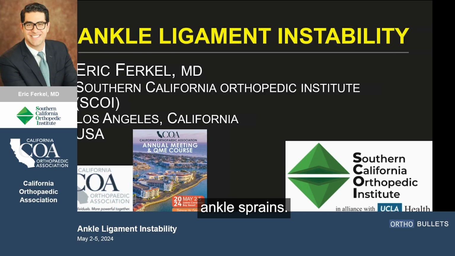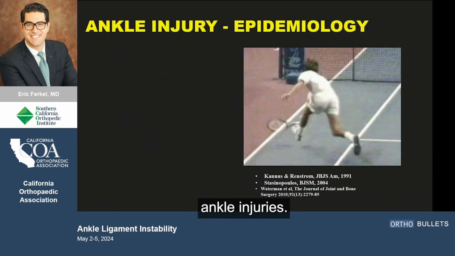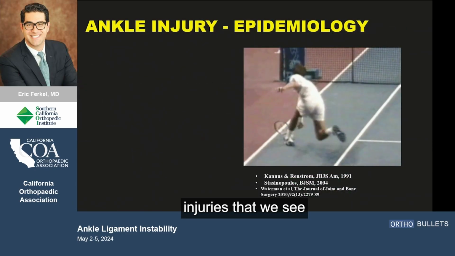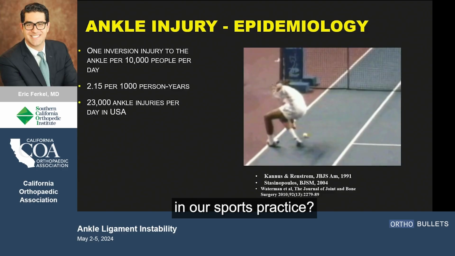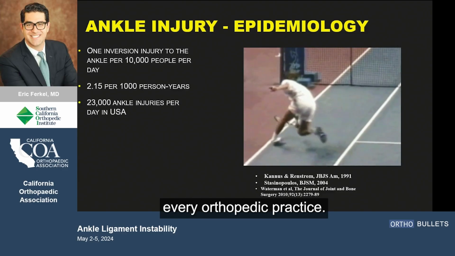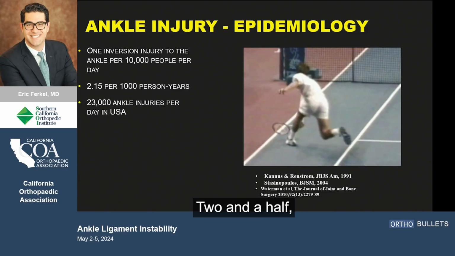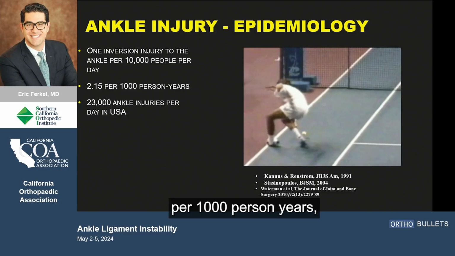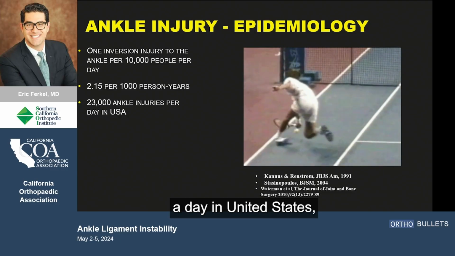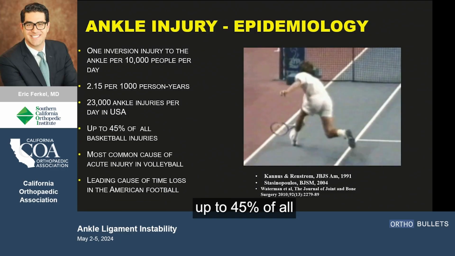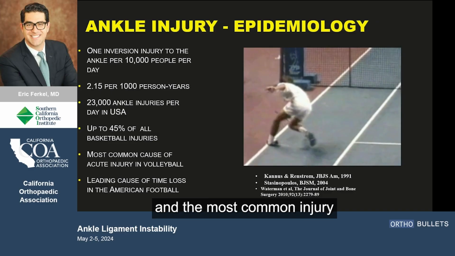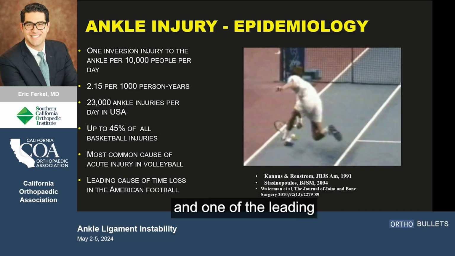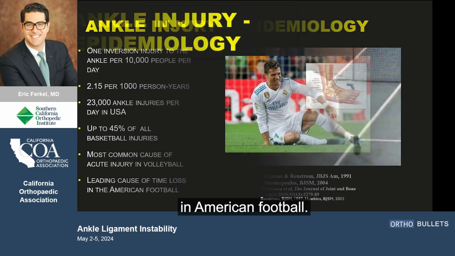So talking about ankle sprains, we know that ankle injuries are one of the most common injuries that we see in our sports practice, and pretty much in the orthopedic practice. 2.5 per 1,000 person-years, 23,000 ankle injuries a day in the United States. Up to 40% of all basketball injuries, the most common injury in volleyball, and one of the leading causes of lost time in American football.